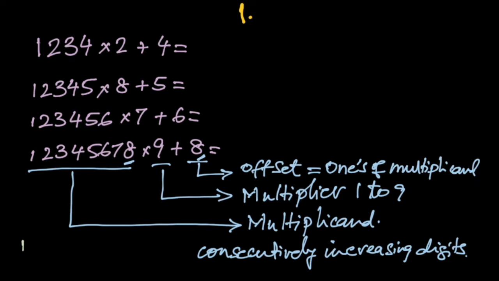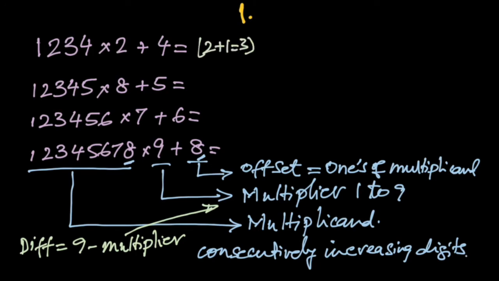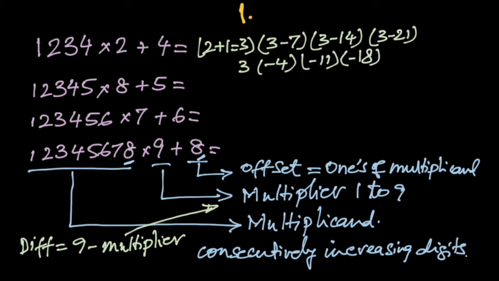Let's solve these first. We take the multiplier digit and subtract it from 9 and call it diff. Then to get the answer, we start with adding 1 to the multiplier digit and then subtract diff from it at each subsequent step. We repeat this step offset minus 1 times. So 1, 2, 3, 4 times 2 plus 4. Here multiplier is 2, diff is 7 which is 9 minus 2 and offset is 4. So we will start with 3 and subtract diff from it 3 times. So 3 and then 3 minus 7, then 3 minus 14, then 3 minus 21. So it is 3 minus 4 minus 11 and minus 18.